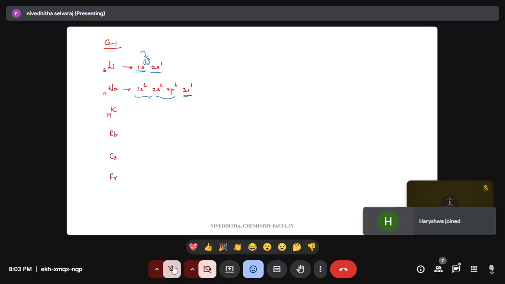Lithium, ma'am. Yes, because inner electrons are fewer in lithium, so shielding will be less in lithium. So the valence electron in lithium will experience more nuclear charge than in sodium. So what we can conclude is, as we move down the group, effective nuclear charge decreases.